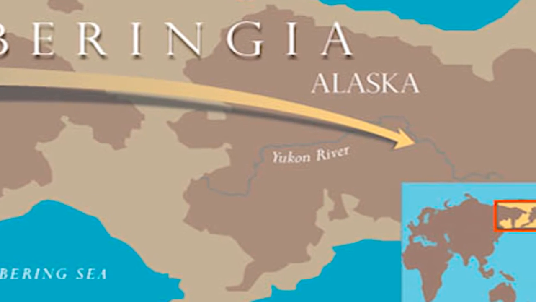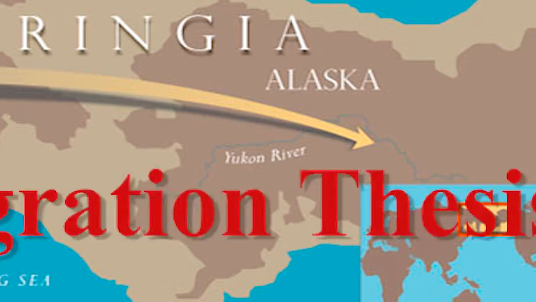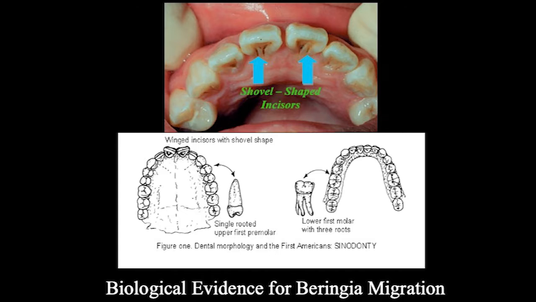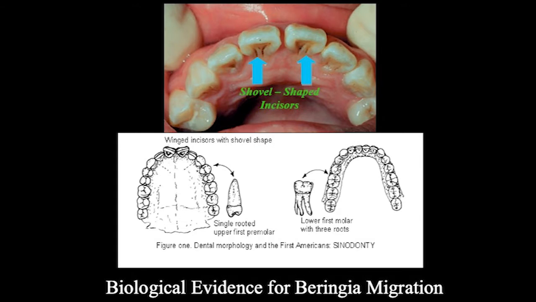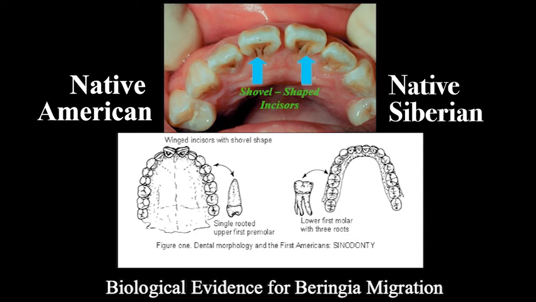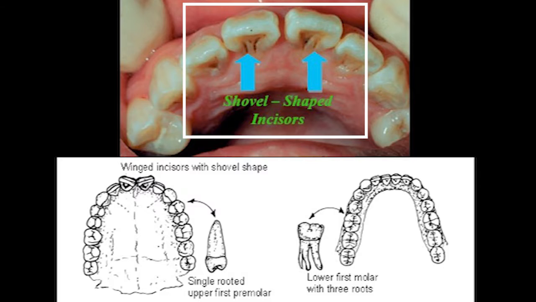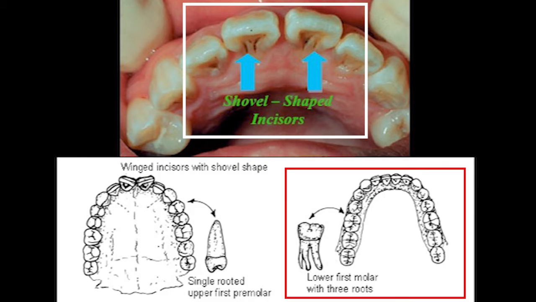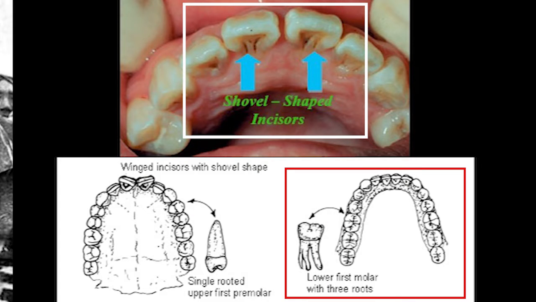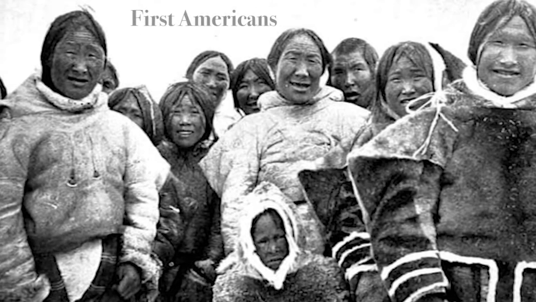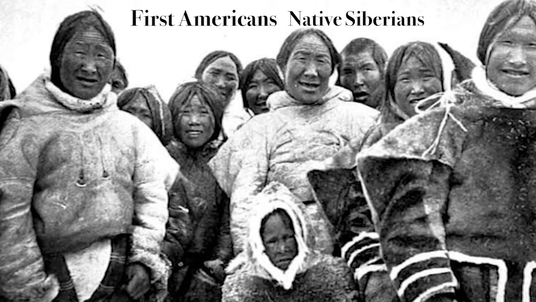There's a considerable amount of biological evidence that supports the Beringia migration thesis. As you can see, there are several characteristics that are shared among people of Native American and Native Siberian descent, including shovel-shaped incisor teeth and 3-root molars. DNA analysis has also confirmed ancestral connections between the first Americans and Native Siberians.